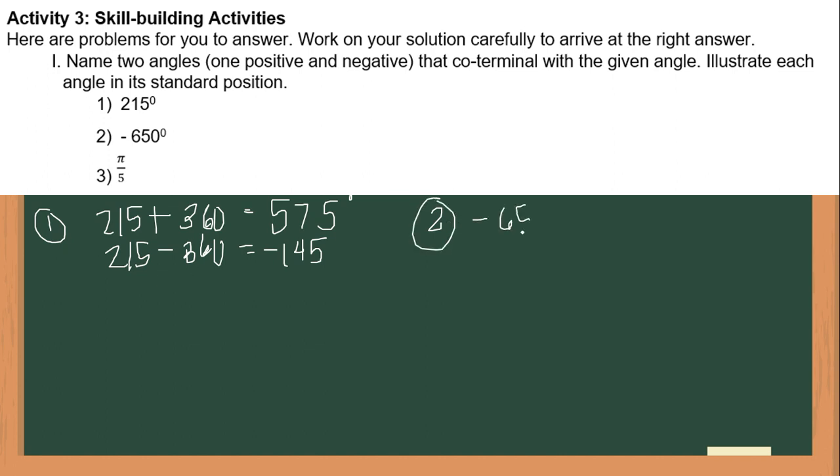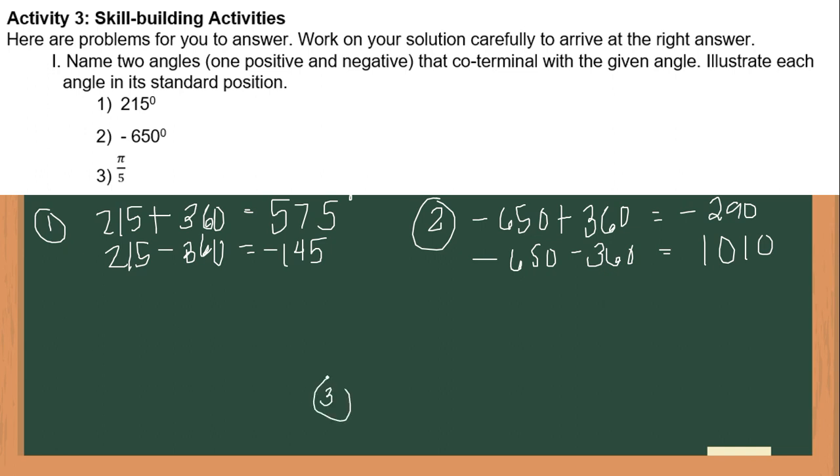What is negative 650 plus 360? Negative 290. The answer here is negative 290. How about the first negative? Negative 650 minus 360. Answer? Negative 1010. Come again? Negative 1010. And next, number 3.